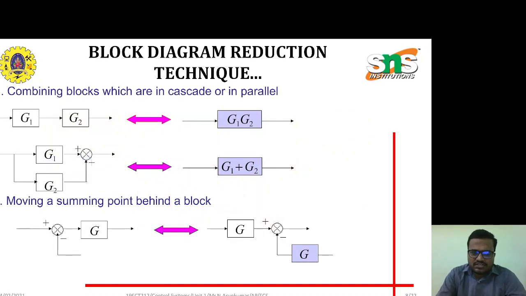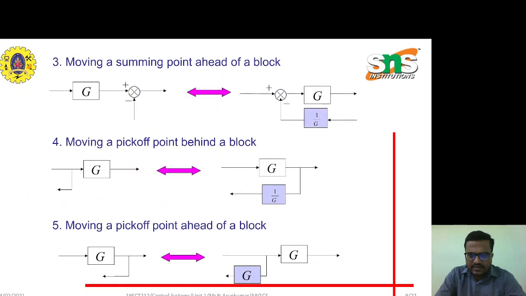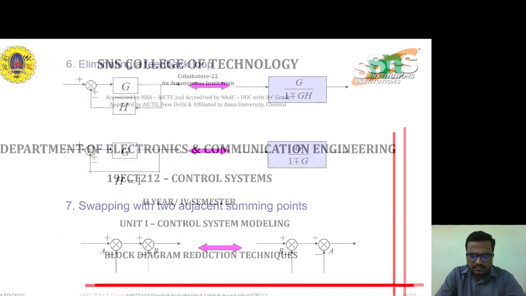Here we are going to consider how combining blocks and moving summing points work in a real-time block diagram reduction. G1 into G2 for series, and G1 plus G2 if it is parallel. For moving the summing point, we consider the block by using the above principles. Likewise, all the examples we have already discussed in the properties. Thank you.